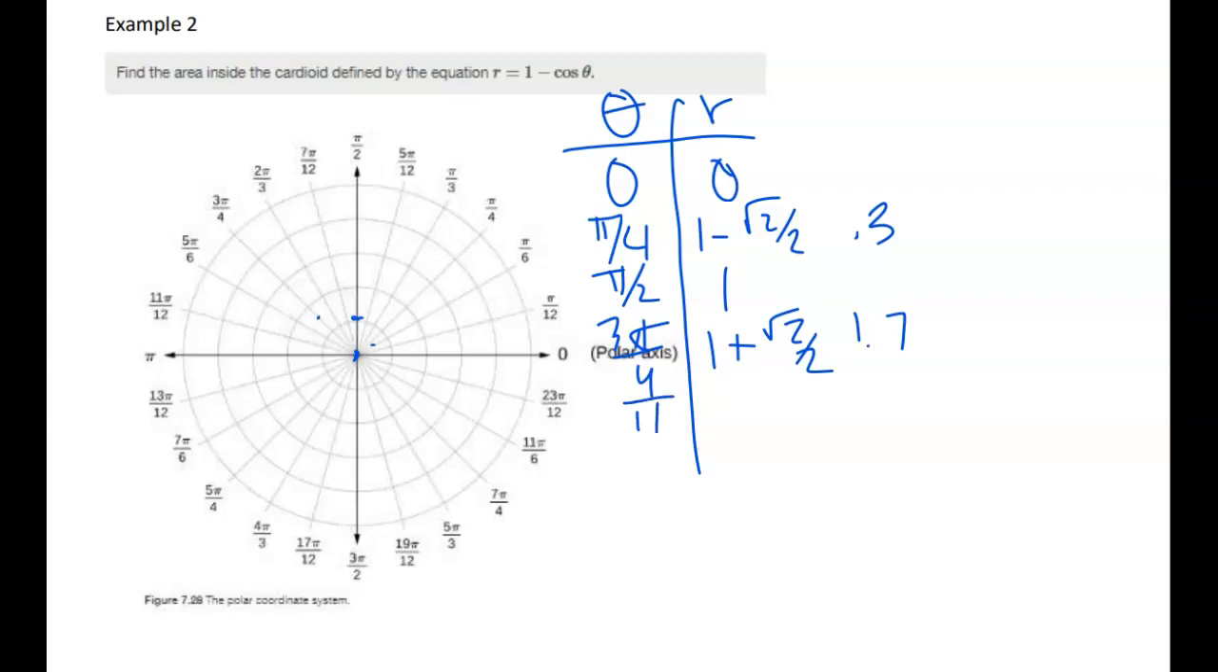And then at pi, I'm at 1 minus -1, so 2. And then it's going to repeat that. So it's going to go around and then around again and be symmetric there. The reason I wanted to graph this out is I need the full 0 to 2 pi, right? Like 0 to pi over 2 got me here, pi got me here, pi over 3, and then back around that way.